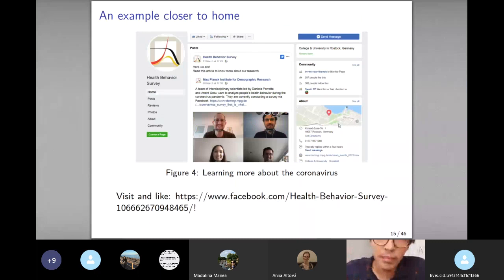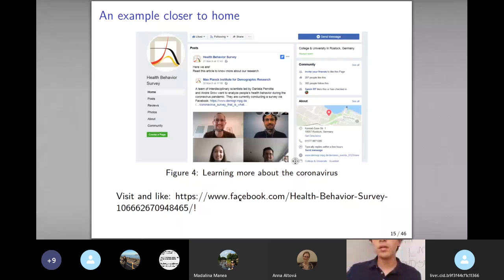So this is an example that is a bit closer to home. This is a survey that some colleagues in my lab of digital demography are conducting at the moment to understand some of the attitudes around the coronavirus pandemic. And I would encourage you very much to go to this link. This is the website of the survey, and there you can see the way that it's set up. You can see a screenshot here. If you like the page, then you're more likely to be shown this. There is no link to go to the survey directly, but you have to be recruited through the advertisement platform. So if you try that, then maybe in a couple of days you will see an ad where you're invited to join the survey.